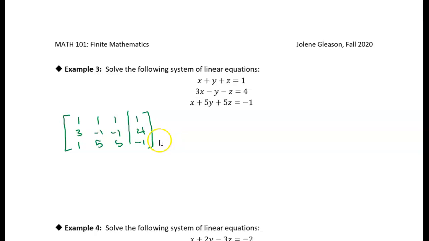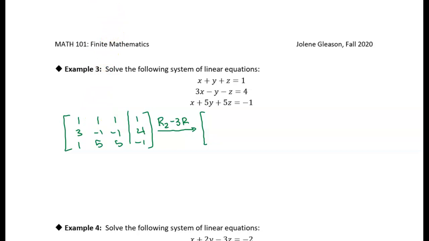All right, so what can we do here? Well, I got a 1 already in the upper left-hand corner, so that's a good thing. And so I want zeros below it. So maybe the most logical thing to do would be to take row 2 and subtract 3 times row 1. Okay, we can start with that.